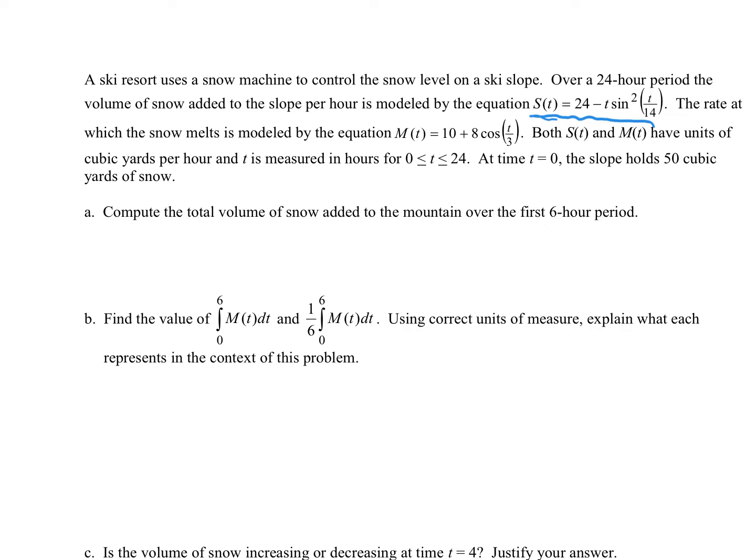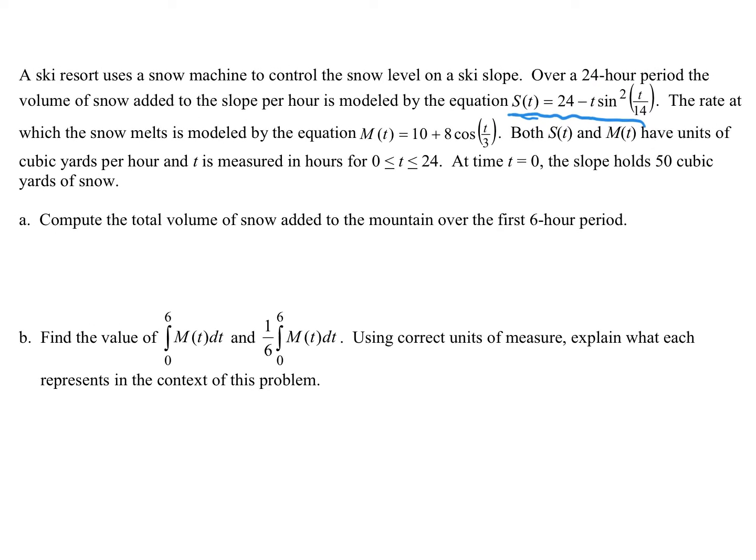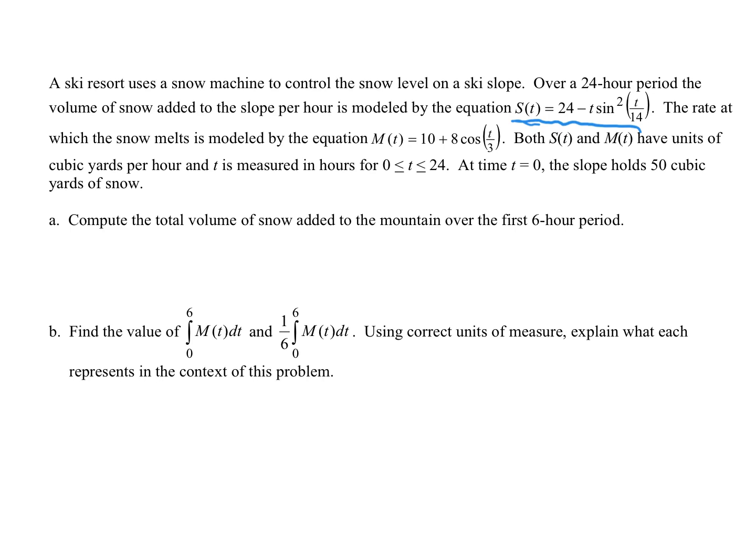Okay, so every hour there's more snow. They're measuring it by volume, which would be cubic units. I'm still on S, the volume of snow. I don't see the unit just yet. Well, I'll keep reading here. Whatever, it's going to be cubic units. The rate at which the snow melts is modeled by this equation.